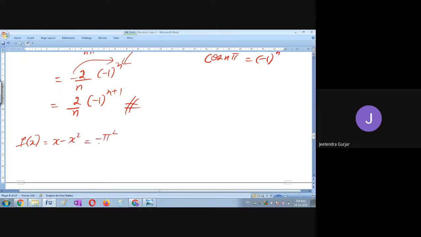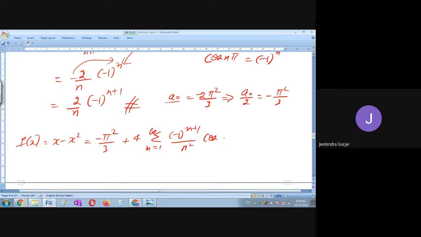So minus 2 upon 3. So a naught we have calculated, it is minus 2 pi square upon 3. But I want a naught upon 2. So this is minus pi square upon 3. So just substitute here. Plus 4 is constant, summation n is equal to 1 to infinity. An is minus 1 raised to n plus 1 upon n square. If you don't write this, you will lose the marks. So see that you don't lose the marks.